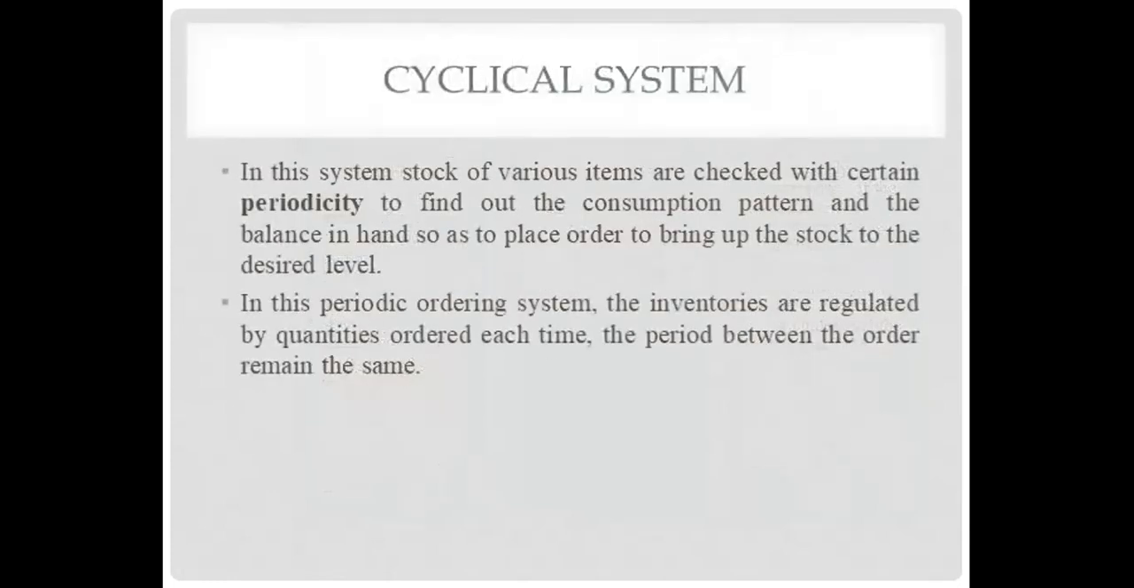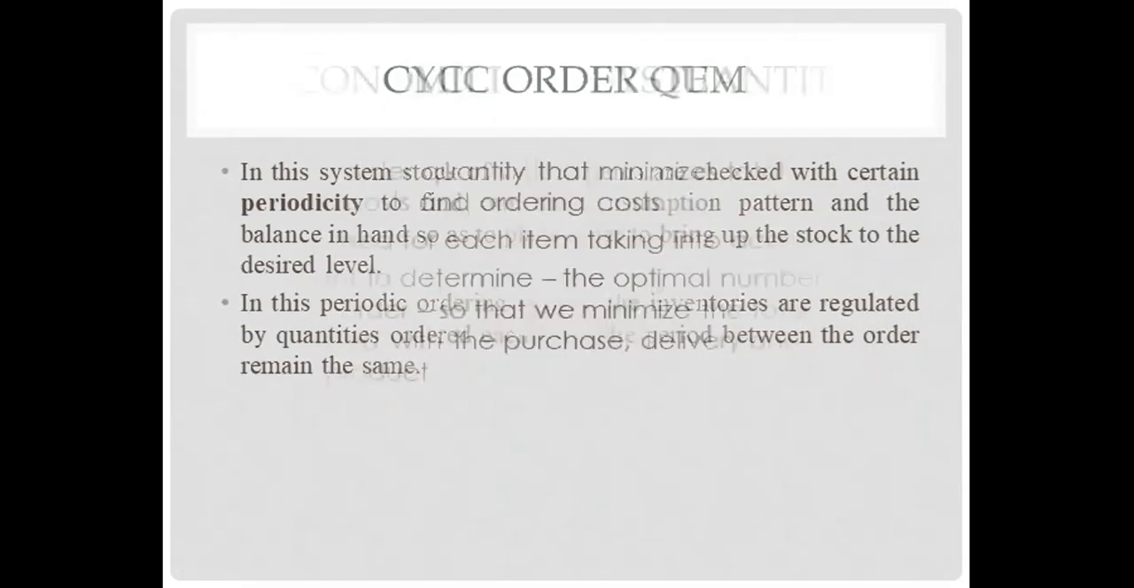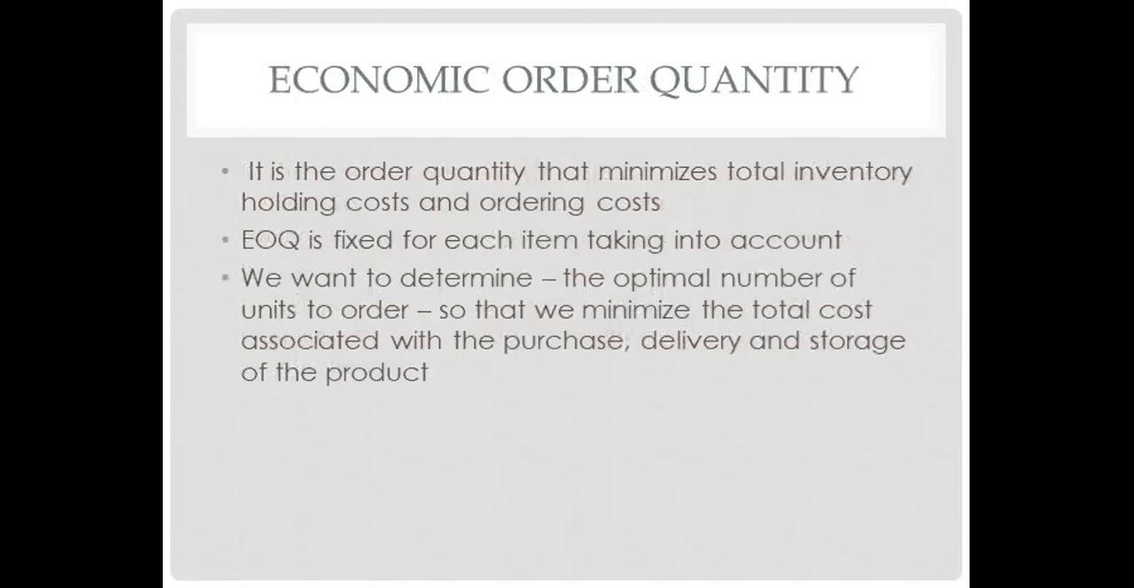Cycling system is also there. In this system the various items are checked within certain periodicity to find out the consumption pattern. And in this system the inventories are regulated by quantities ordered each time. There is also economic order quantity. It is the order quantity that minimizes total inventory holding, and it is fixed for each item taken into account.